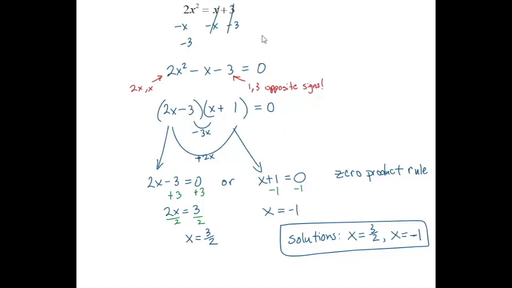All of these equations are equivalent because we balanced the equation by subtracting the same terms from both sides, and then we wrote this equation in factored form. So these solutions will also work in the second equation and in the original equation. Let's look at one last example.